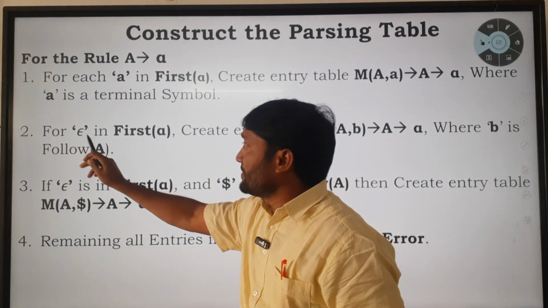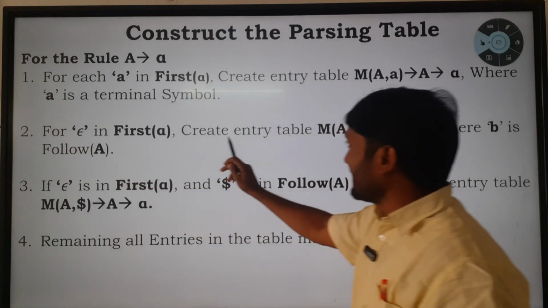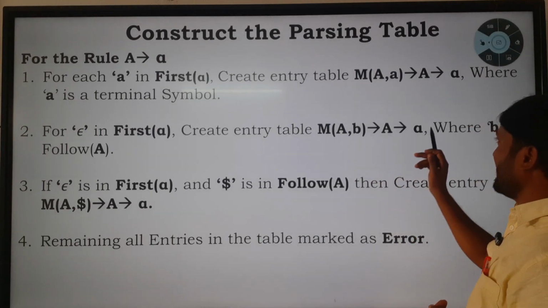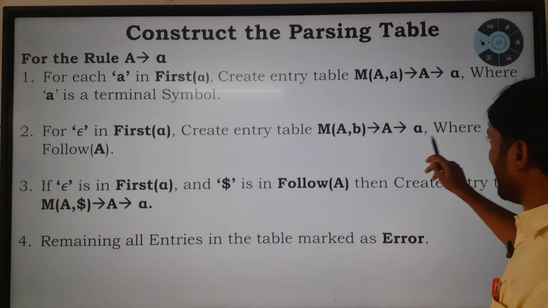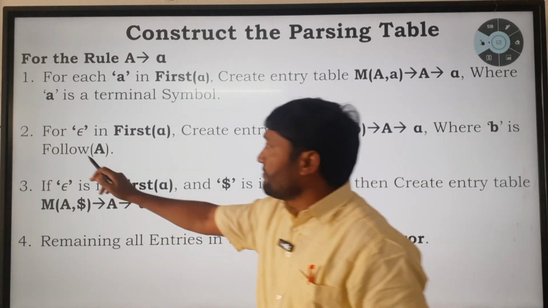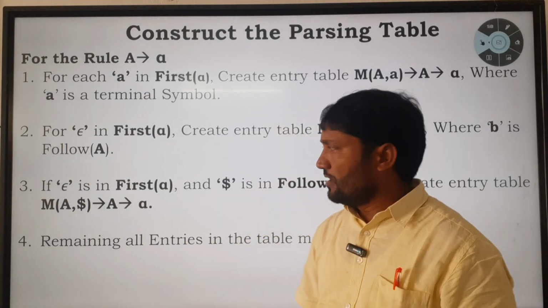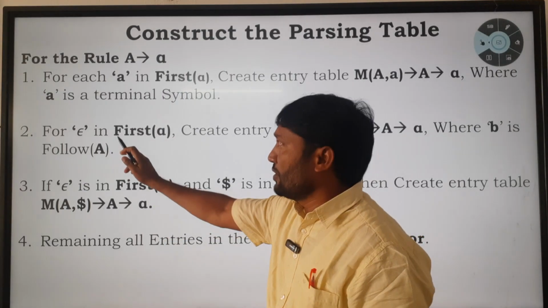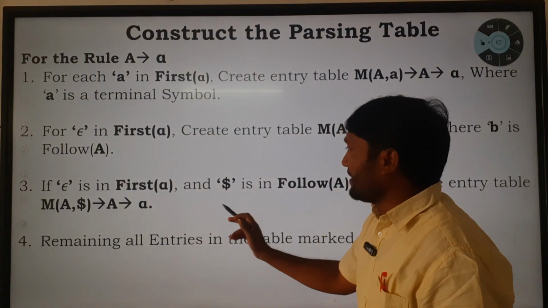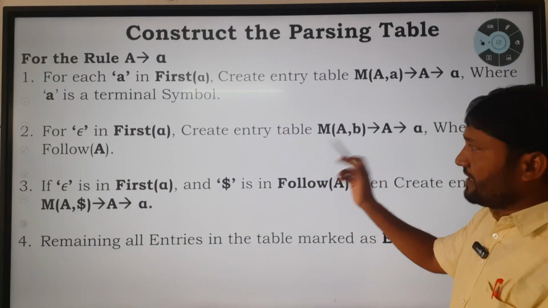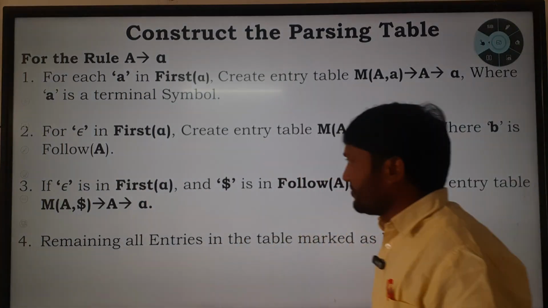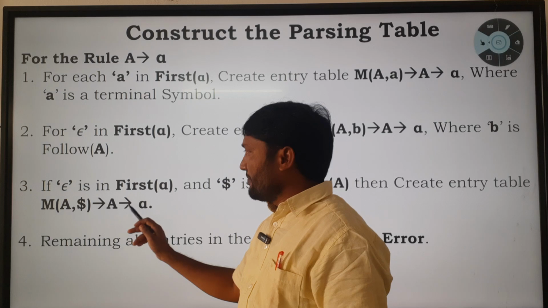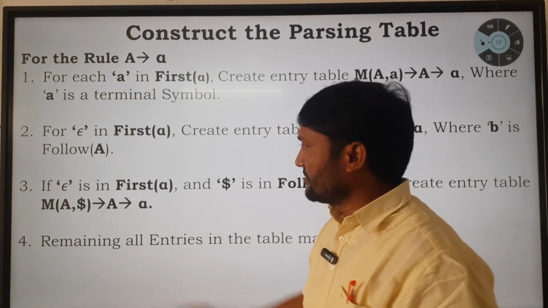So, for epsilon in first of alpha, create the entry in table M of A comma b equals A derives alpha, where b is in follow of A. That is the second rule. What is the third rule here? If epsilon is in first of alpha, and dollar is in follow of A, then you have to create the entry M of A comma dollar filled with A derives alpha. This is the third rule.